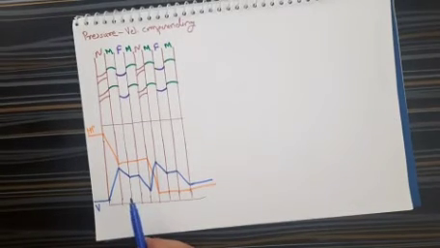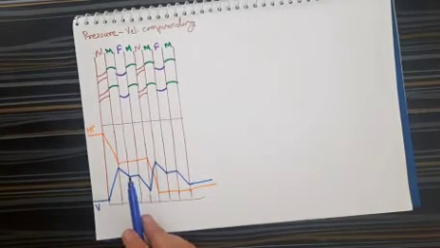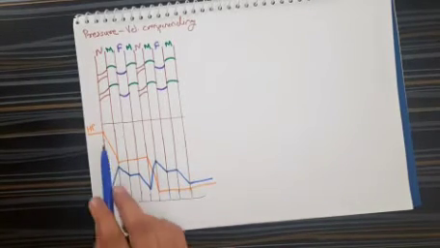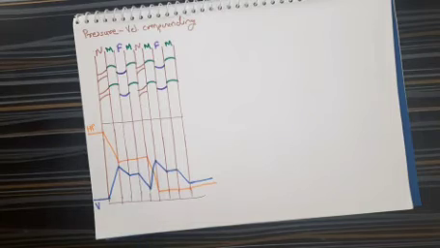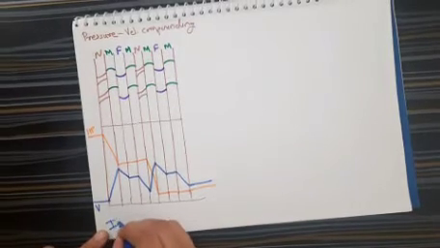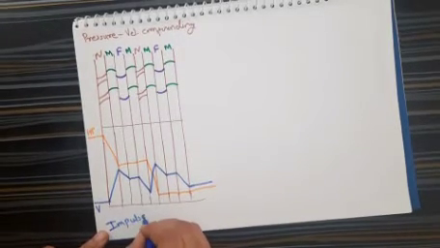So here you can see that velocity is compounded, that means it is dropped in stages, as well as pressure is also dropped in stages. So that's why it is a pressure velocity compounding. So this is again for the impulse turbine.